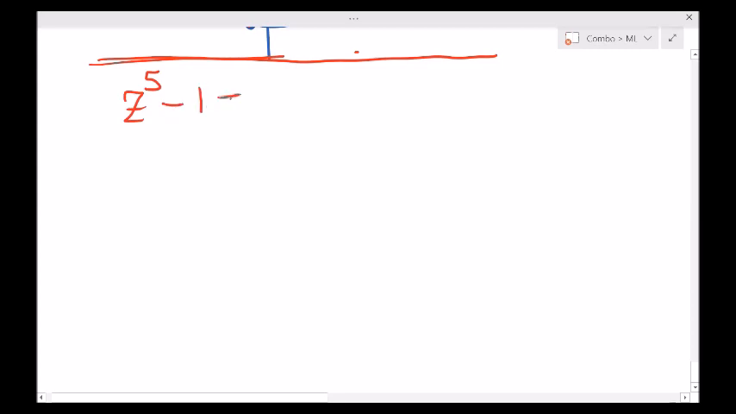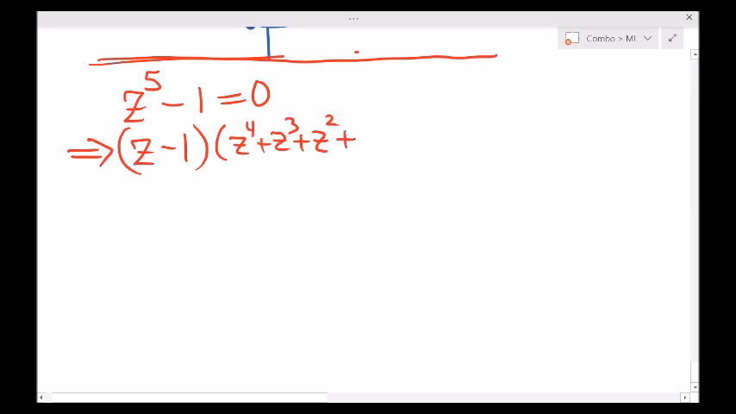So z to the 5 minus 1 is equal to 0. Well, complex numbers started way later, like the 14th, 15th century. Yes, so one of the roots is very easy, z minus 1, and then we have z to the 4 plus, you guys already know how to do this, right? So how to factorize this. Do you know how I remember this one?